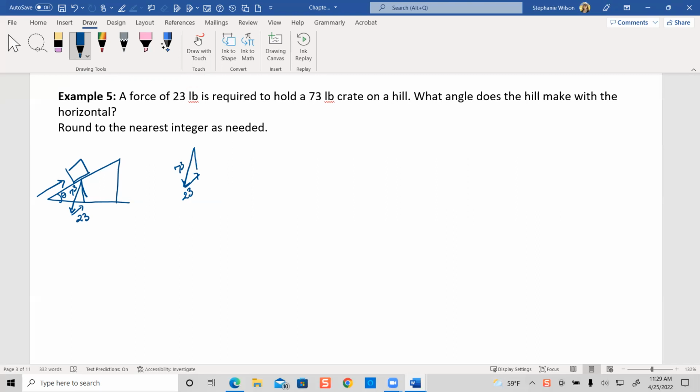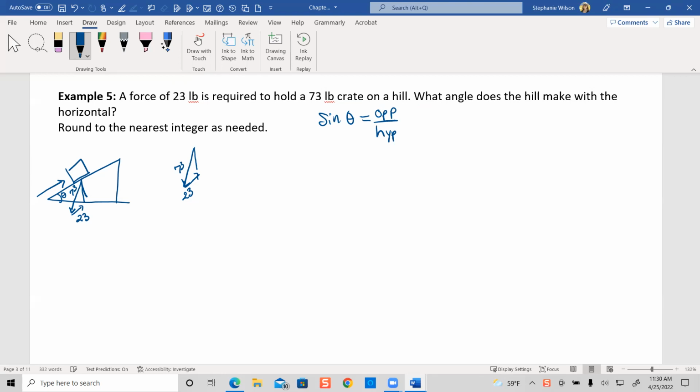The angle of inclination of the hill is the same as theta, the angle between the resistance and the 23-pound force. Since angle theta is an acute angle of the right triangle, use right triangle trigonometry. The length of the side opposite theta and the length of the hypotenuse of the triangle are known. Therefore, use the definition of sine to find the measure of the angle theta. What we know about sine is that sine theta is equal to opposite over hypotenuse.